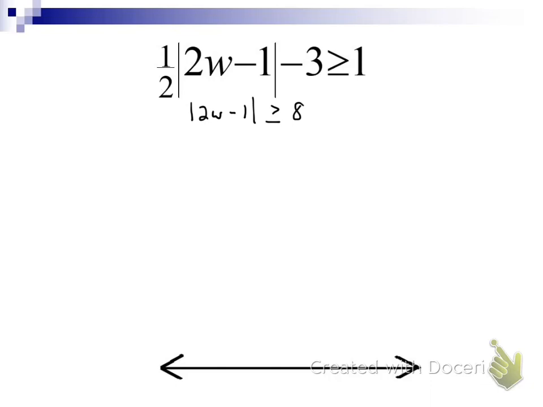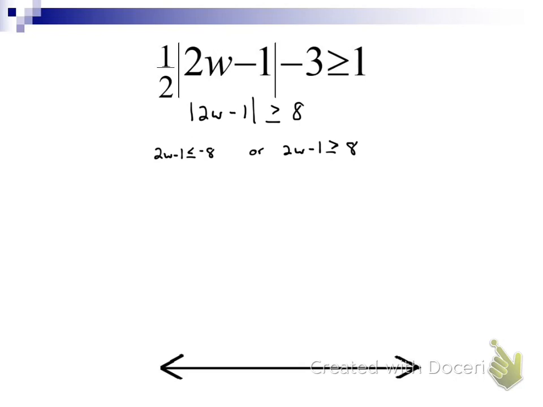I'm going to take this one and go to the right. I'm going to say 2w minus 1 is greater than or equal to 8. And then I'm going to write or right here. What do you guys think? Yeah, Jacob? 2w minus 1 is less than or equal to negative 8. Flip the inequality and change the sign.